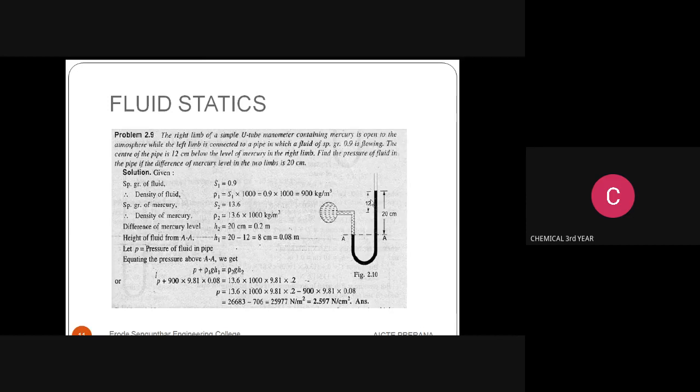The center of the pipe is 12 centimeter below the level of the mercury. You can see this figure. The center of the pipe is 12 centimeter below the level of the mercury in the right limb. To find the pressure of the fluid in the pipe, if the difference of mercury in the two limbs is 20 centimeter. Mercury level difference 20 centimeter. In that case, you need to determine the pressure of the fluid.